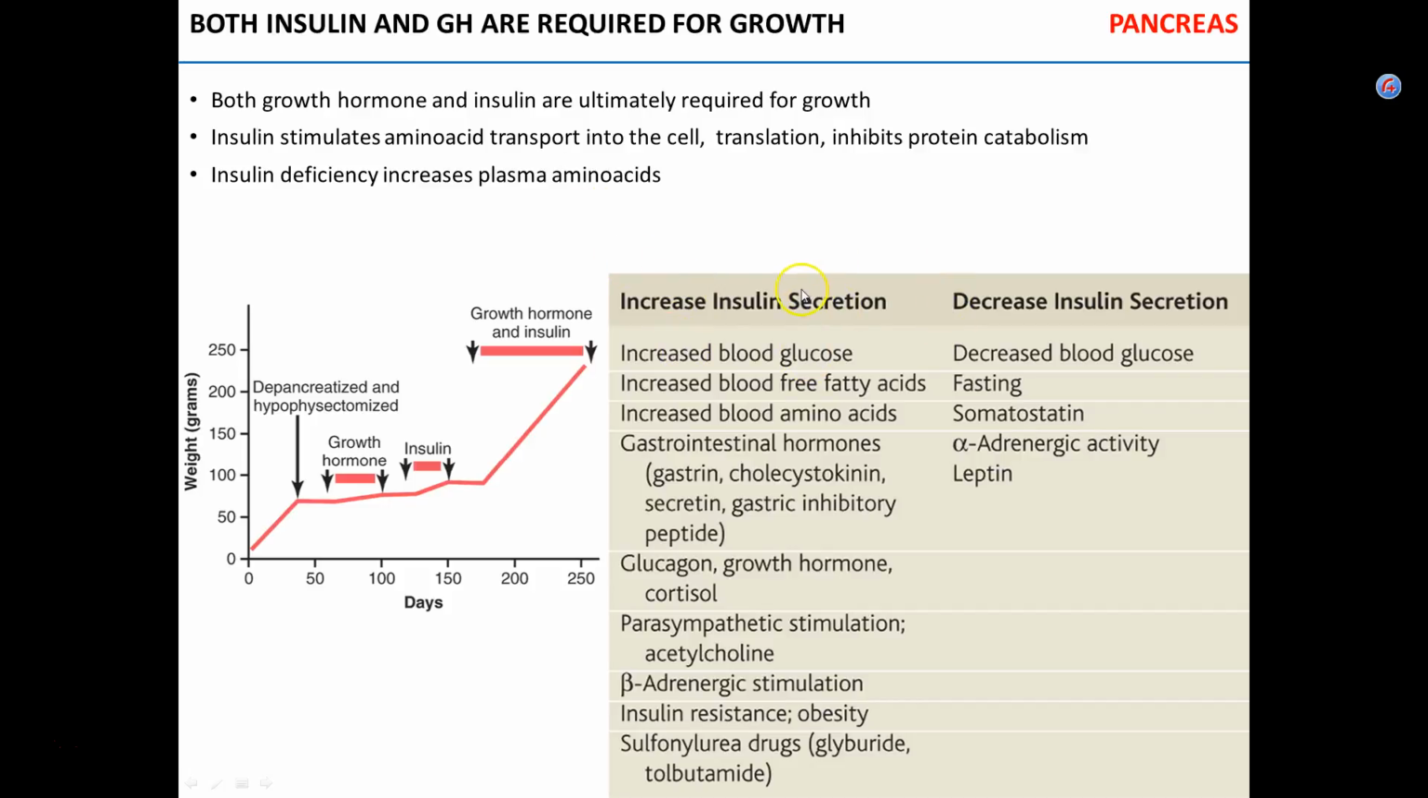So what can stimulate secretion of insulin? Food. When you eat, your blood glucose goes up, your blood fat, free fatty acids go up, your amino acids go up. It all happens after you had a meal. Insulin goes up. Also, secretion of hormones of the digestive tract that are associated with food intake, that are produced when you eat, will additionally stimulate insulin.